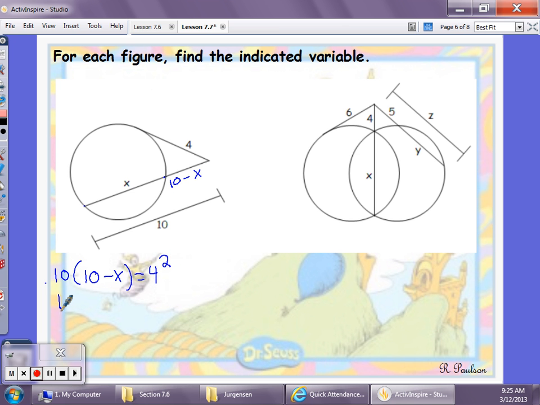So if we distribute, we have 100 minus 10x is equal to 16. If we subtract 100 from both sides, we're going to have negative 10x equal to negative 84. And if we divide both sides by negative 10, we're going to get positive 84 tenths, which we can reduce to 42 fifths. And if you want a decimal, we can divide that, and that gives us a nice decimal of 8.4.